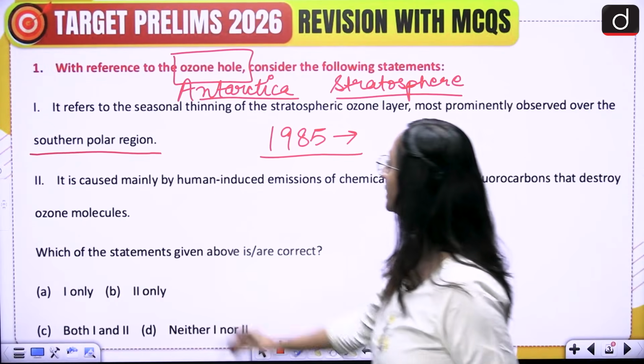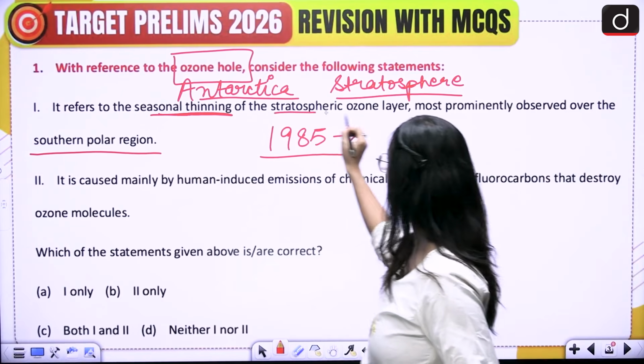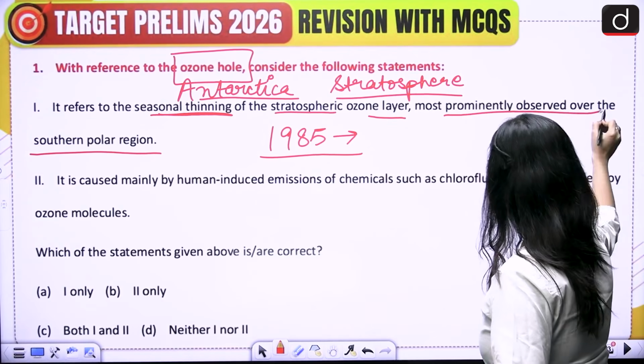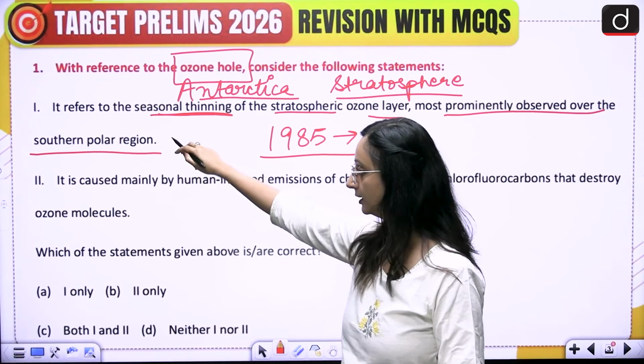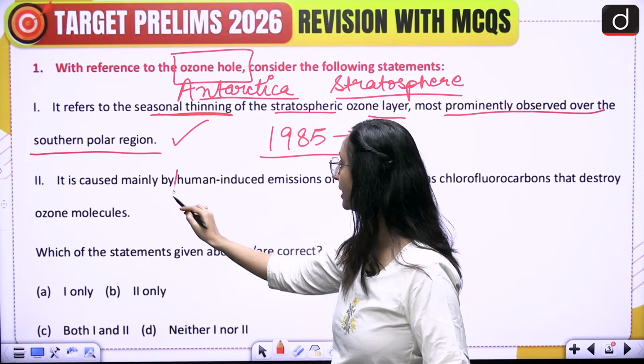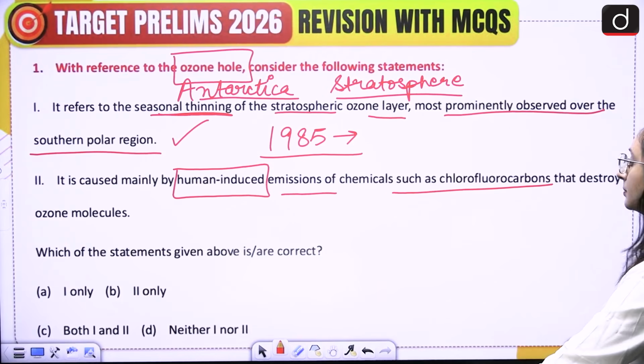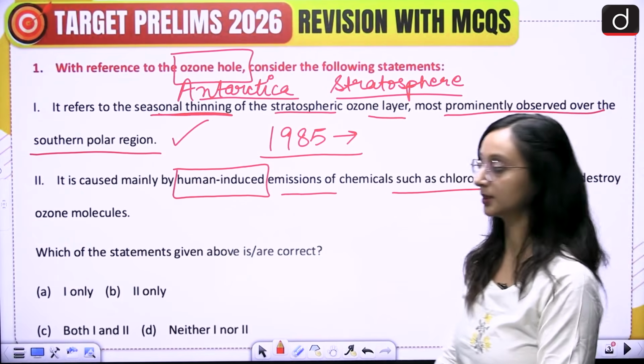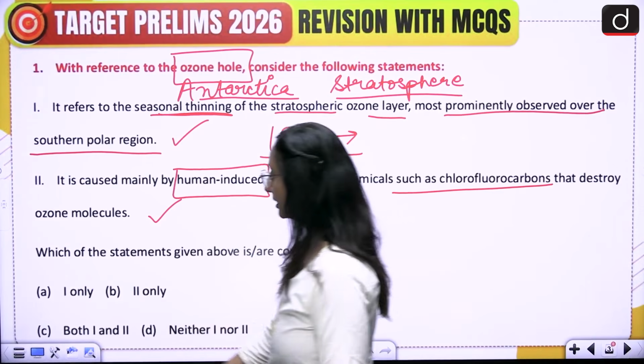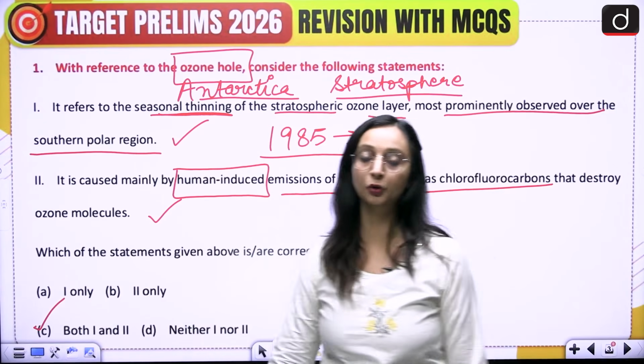It refers to the seasonal thinning of the stratospheric ozone layer, most prominently observed over the southern polar region. Correct. It is caused mainly by human-induced emissions of chemicals such as chlorofluorocarbons that destroy ozone molecules. True. So both the statements are correct. Option C, both 1 and 2.